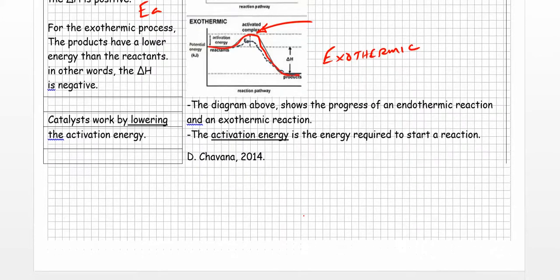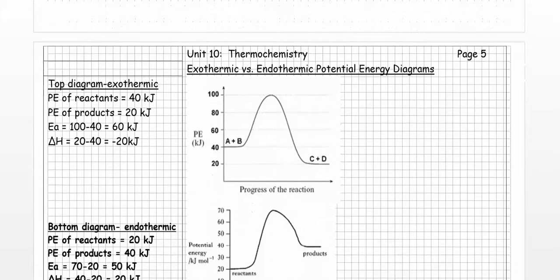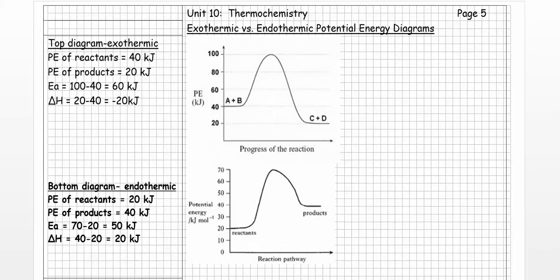All right, let's go on to the next one. Let's take a look at some real numbers here. So here again are two potential energy diagrams, right? This one on top is exothermic because products have a lower potential energy than do reactants. C and D have a lower potential energy than do A and B. So that's exothermic, as opposed to endothermic, where the products have a higher potential energy than the reactants, right?